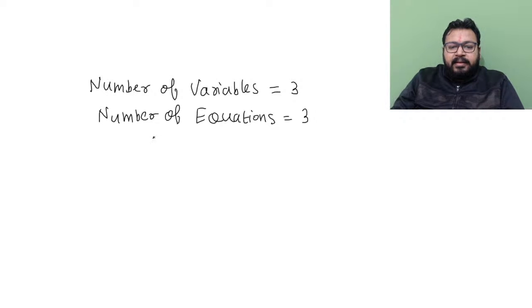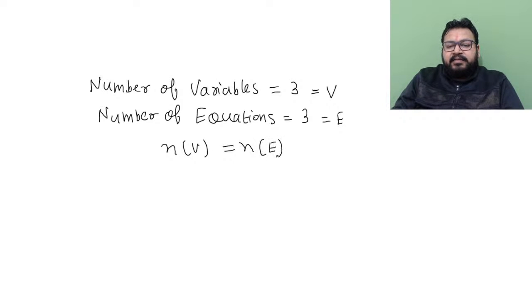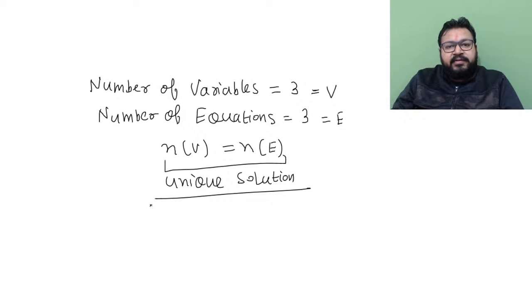ठीक है, इसको मान लेते हैं नंबर ऑफ वेरिएबल्स को v, नंबर ऑफ इक्वेशंस को e. So if the number of variables and the number of equations are the same, then the system of equations possesses a unique solution. तो ये unique solution possess करेंगे.